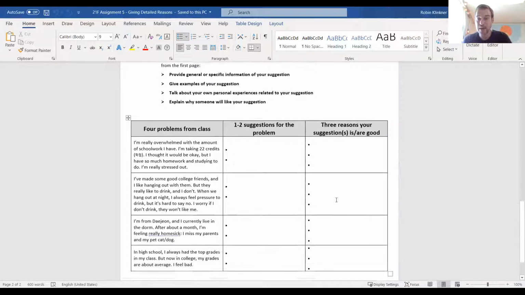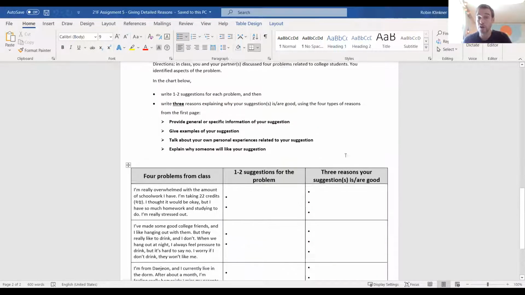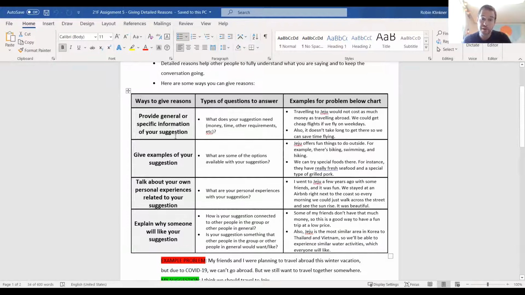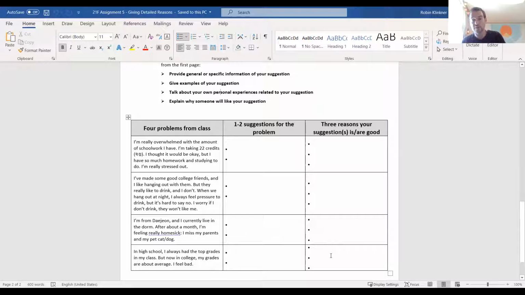And then in this column, give 3 reasons your suggestions is or are good. Here are the 4 main ways that we talked about in the PPT and here. 4 main ways to give reasons for your suggestions. So for homework, write 1 or 2 suggestions for each problem. In class today, you define the problem. Now write 1 or 2 suggestions for each problem and 3 reasons for your suggestion or suggestions.